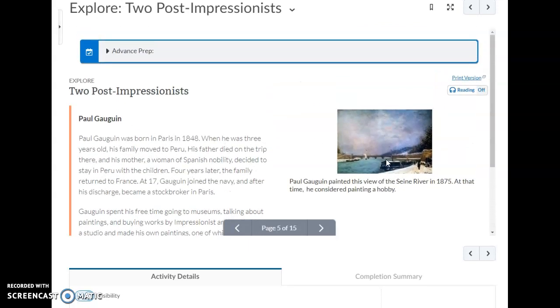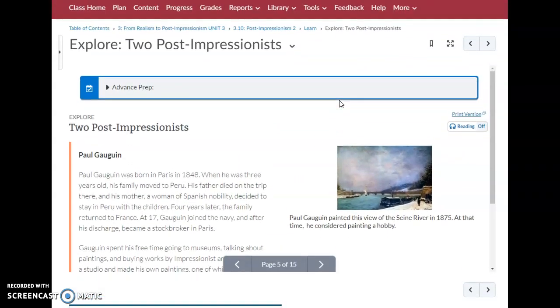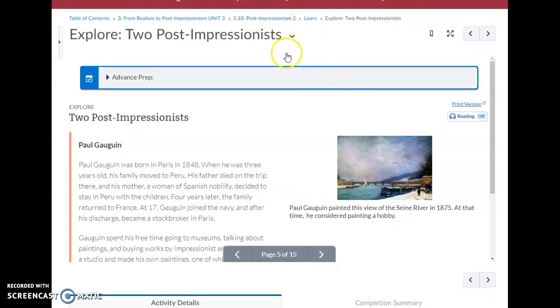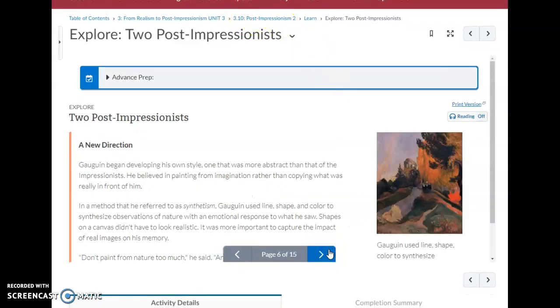This is part 2 of the read-along for Unit 3.10, Post-Impressionism 2. Two Post-Impressionists. A New Direction.